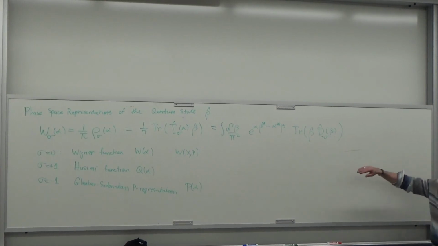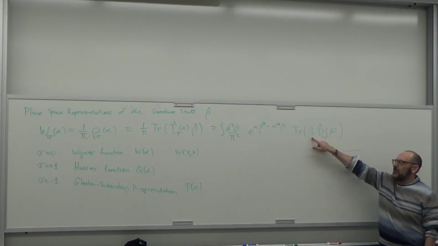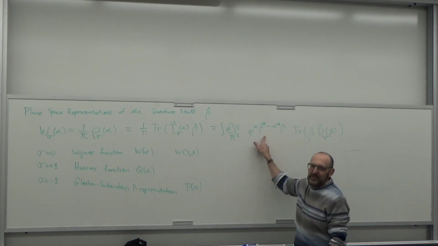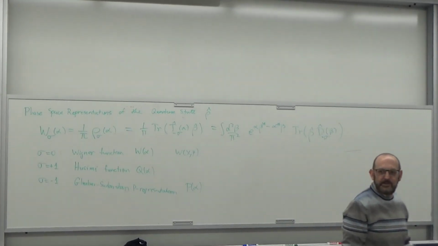How would you calculate it? Well, typically, this is how you calculate it. You have to take the trace of rho with the displacement operator and then inverse Fourier transform. That's the way it's typically done, as you will see in your homework.